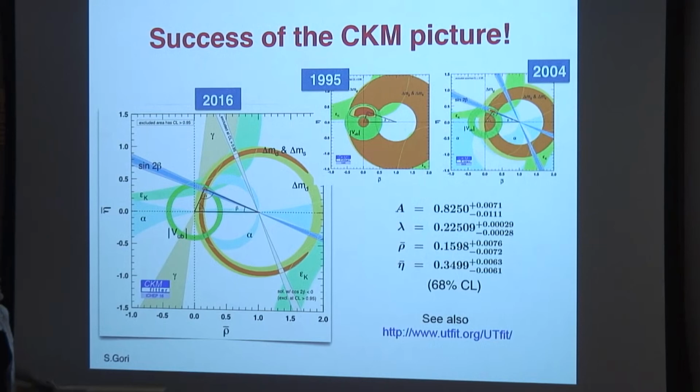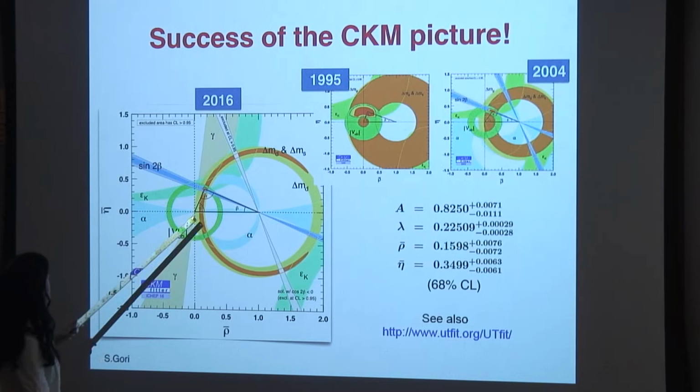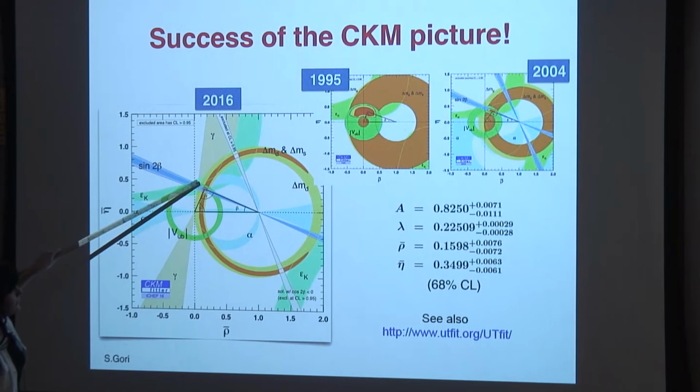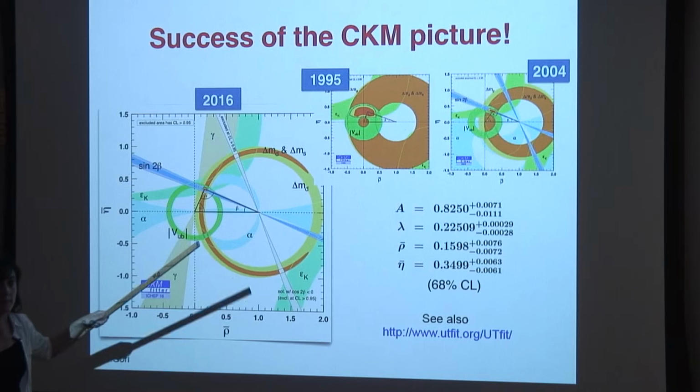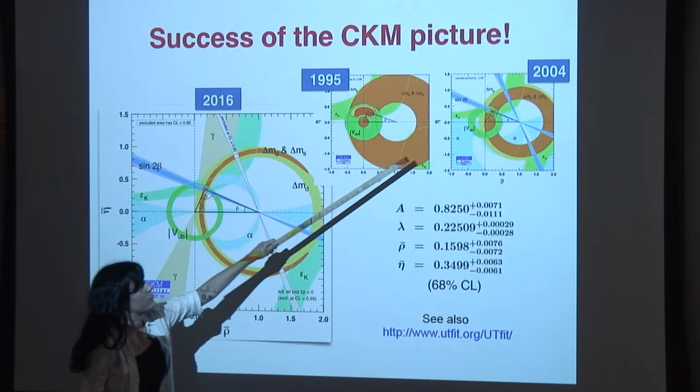For example, we have the measurement of delta MS and delta MD. We will see tomorrow what these are. These are telling us that we should be in this circle here. Then the measurement of sine of 2 beta is telling us to be here, and so on and so forth. What is interesting is that all of these measurements pass through one point, and this area is pretty small. That is telling us that we were able to determine the CKM triangle pretty accurately, compared with the region that we had in 95 or also in 2004.